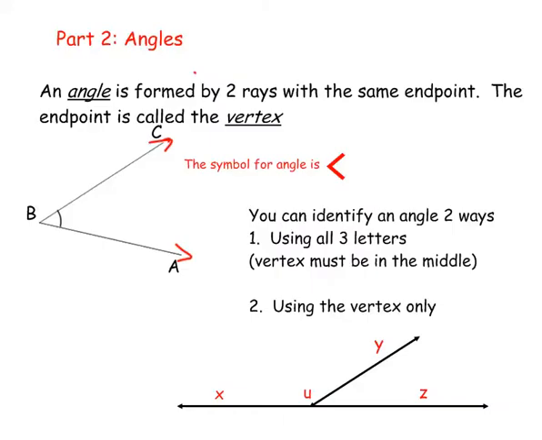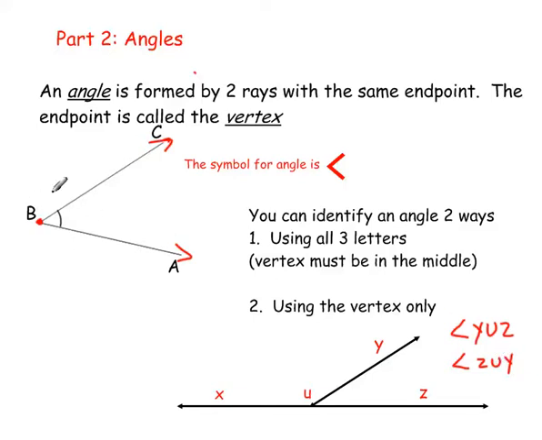All right, let's move on to part 2, which is angles. An angle is formed by 2 rays with the same endpoint. This is my endpoint here. The endpoint is called your vertex. This is where the 2 rays meet. This is my symbol for an angle. If you are identifying an angle, you must use 3 letters, and the vertex must be in the middle. So if you look at this one, let's say this is the angle we're looking at. I can identify this as angle, I have to start with my symbol, angle YUZ, or I could call it angle ZUY. You notice how the vertex is always in the middle. Okay, it's always in the middle.